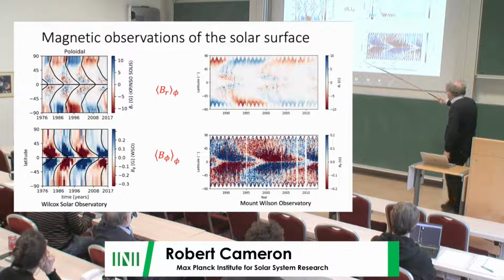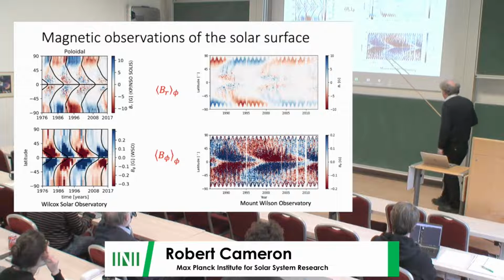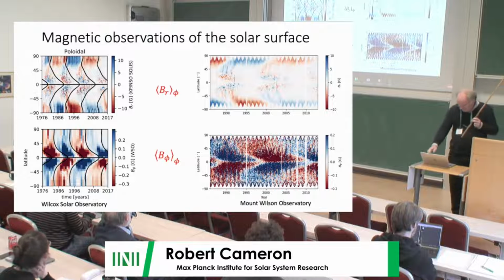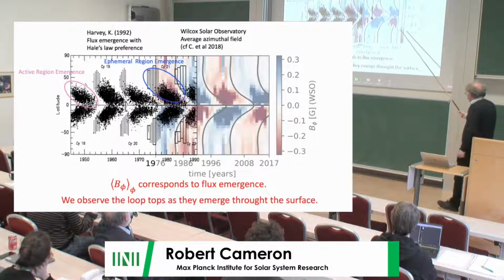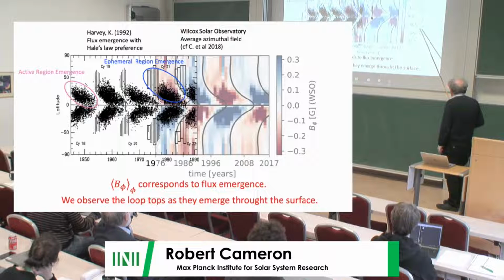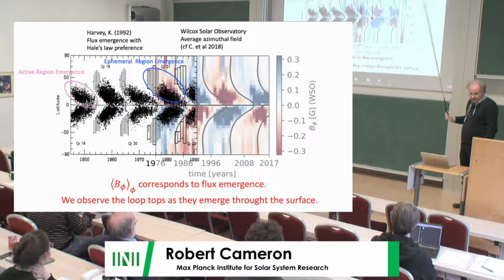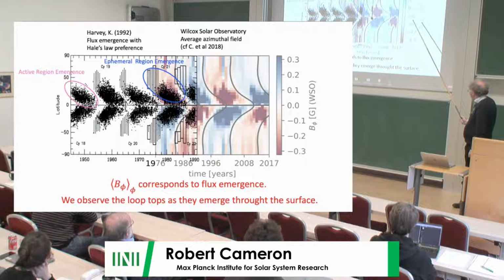So this is from two different instruments. This is from Wilcox Solar Observatory. This is from Mount Wilson Observatory. They've observed different times, but they give you the same answer for both components of the field. So this is what the field looks like. What is the azimuthally averaged phi component of the field? This is the toroidal field if you're from the planetary community or the stellar community. It's the m equals 0 component of the toroidal field.